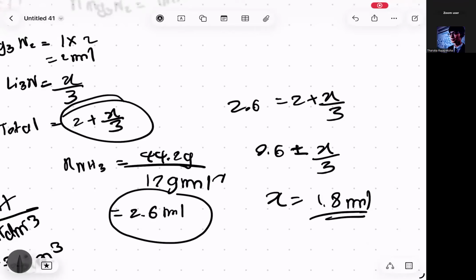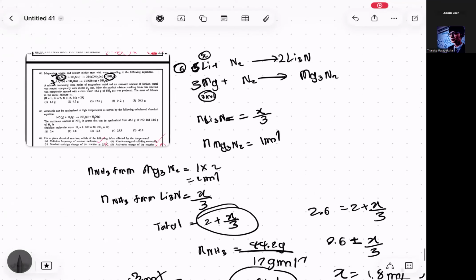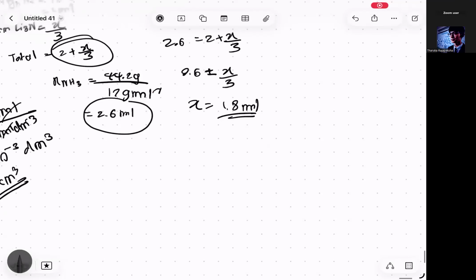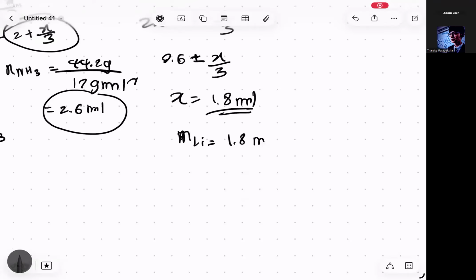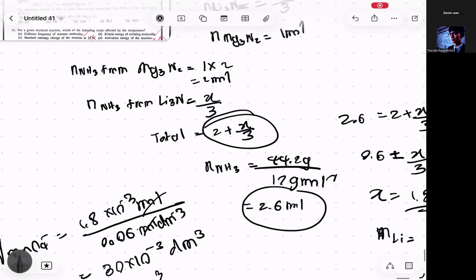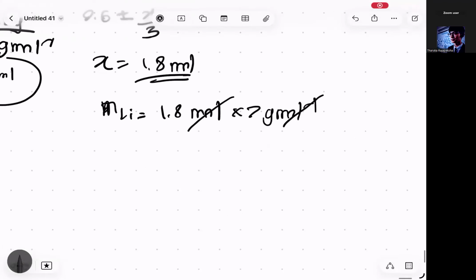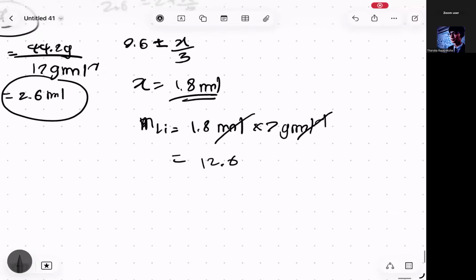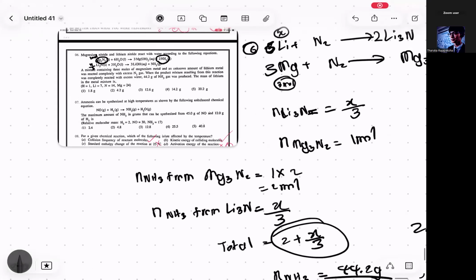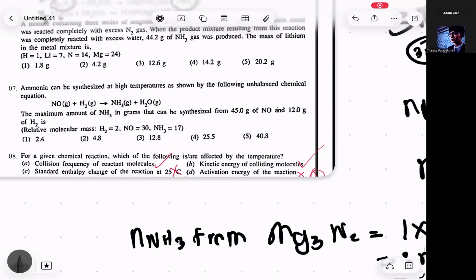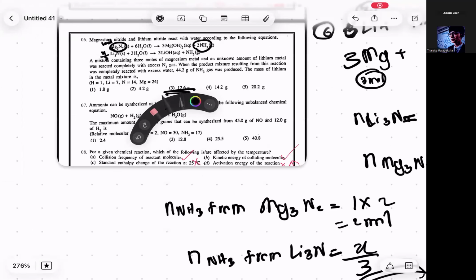Now x is the moles of lithium. If you know the moles of lithium, we can multiply by the molar mass. Mass of lithium will be 1.8 moles multiplied by 7 grams per mole. So 7 times 8 is 56, which gives 12.6 grams. This is the answer. The answer is number 3 for the 6th question.